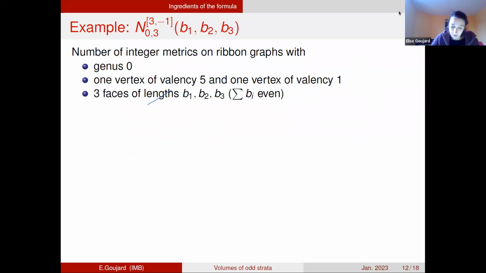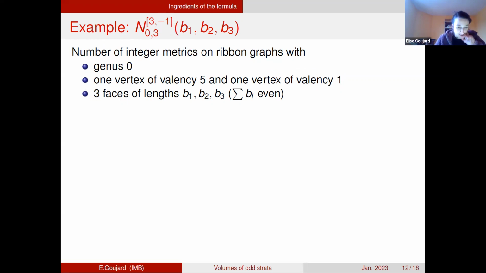So let me go back to the example. I want ribbon graphs of genus 0 with 3 faces. So this is this number 3. And I want this singularity data. So I always have to add 2 to get the valency of the vertex. So 1 vertex of valency 5 and 1 vertex of valency 1. Okay.